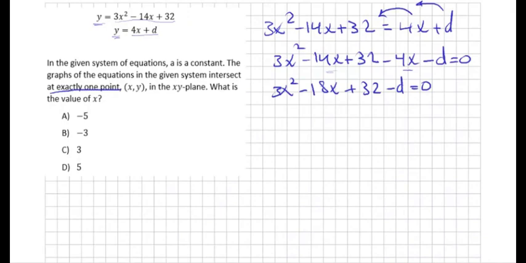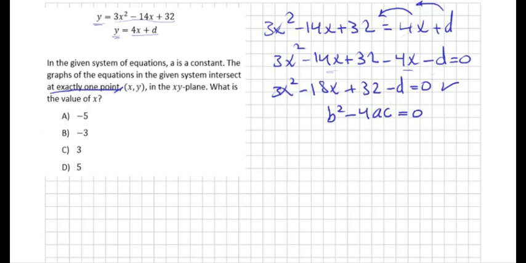Because the system has one point of intersection, this means that this equation right here has only one solution, which means that we use the discriminant and use this formula. B squared minus 4ac must be equal to 0, because we have three cases for b squared minus 4ac. If the value is greater than 0, positive, we have two distinct real solutions. If this value is less than 0, we have no real solutions. And if we have one solution here, this means that the value is equal to 0. So b squared minus 4ac.